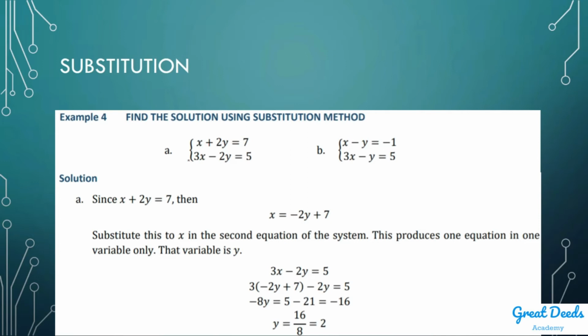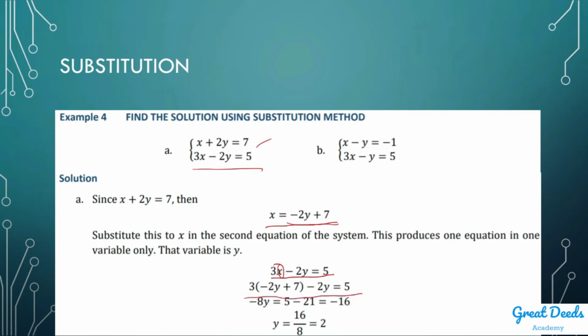So from letter A, you can see it there, x plus 2y is equal to 7. Well, that means that x is equal to -2y plus 7. And you will use this in the second equation. The second equation is 3x minus 2y is equal to 5. You will replace x by this one, -2y plus 7.